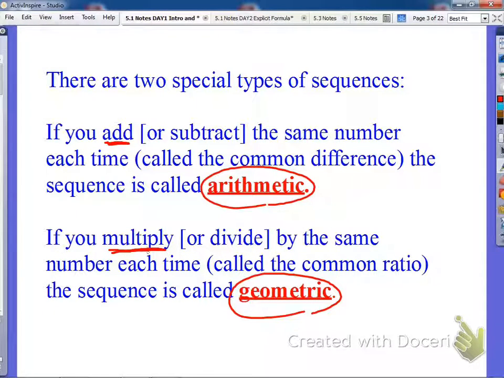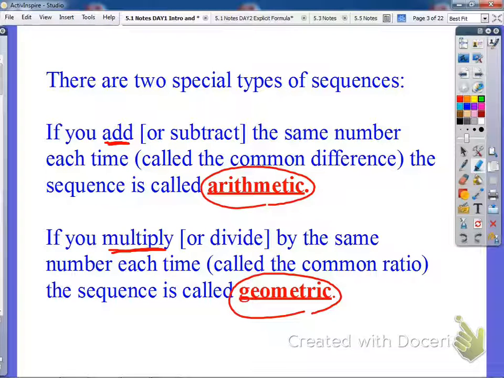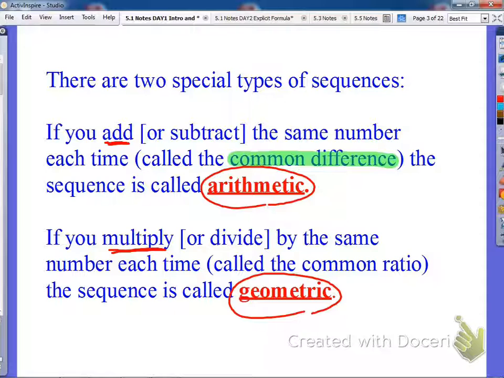Okay? So just to point that out, if you're adding the same number each time, it is called the common difference that's in between the values. So if you were to go 1, 2, 3, 4, 5, 6, if that's your sequence, then you're adding 1 each time. 1 plus 1 is 2, 2 plus 1 is 3, 3 plus 1 is 4, and so forth. Adding 1 every time, that's the common difference.